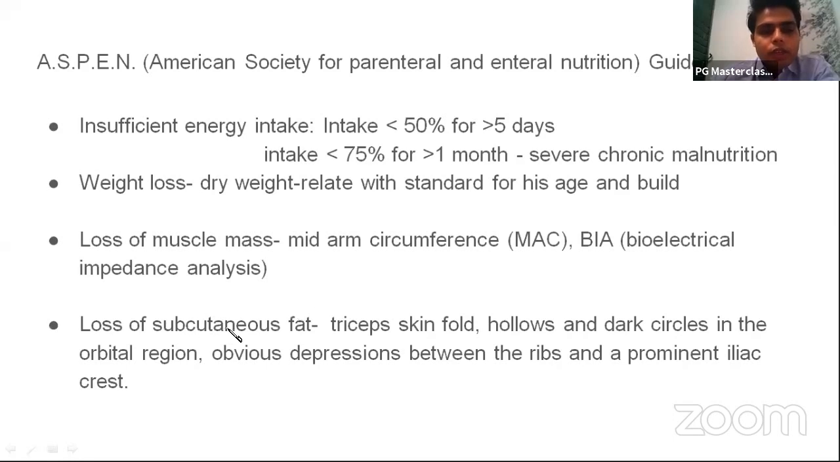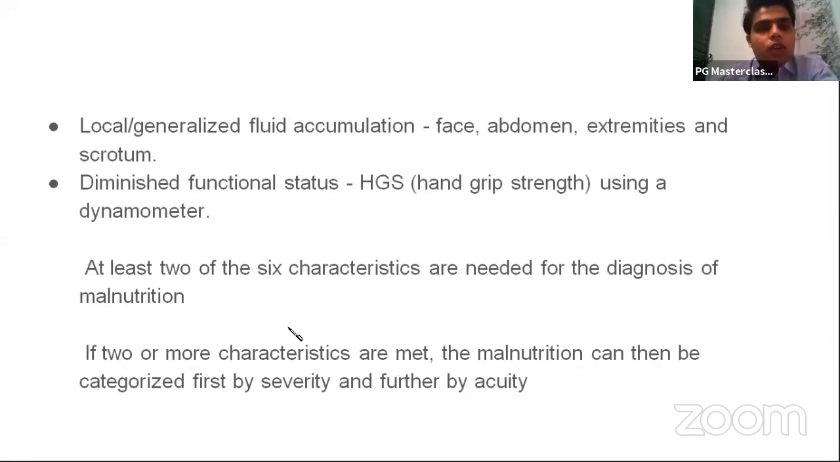The loss of the subcutaneous fat, which can be assessed with the triceps skin fold or the dark circles and hollows in the orbital region with obvious depressions between the ribs and prominent iliac. Fifth is the local or generalized fluid accumulation around the face, abdomen, extremities, and scrotum. And sixth is the diminished functional status, which is the hand grip strength measured using the dynamometer. At least 2 of 6 characteristics are needed for the diagnosis of malnutrition. If 2 or more characteristics are met, malnutrition can be characterized first by the severity and further by the acuity of the situation.